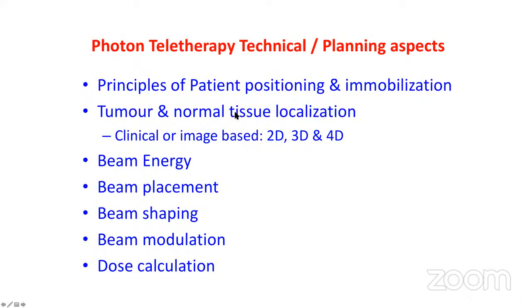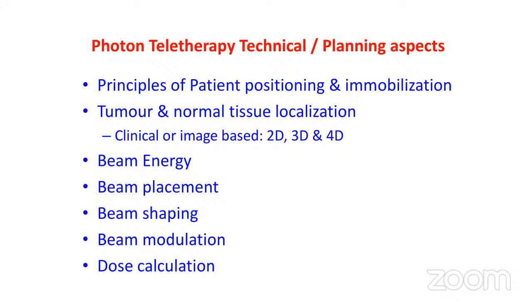There are several aspects. One is the principles of patient positioning and immobilization, and they are actually principles. If you understand them, you will apply them cleverly. Then, what are the tumor and normal tissue localization within the human body, both clinical as well as image-based. And clinical is also important. Sometimes the mucosal spread, which you can see or feel, you would not see on an imaging until you have done some special imaging like MRI or something else.